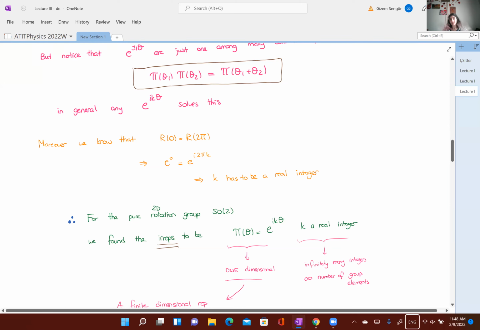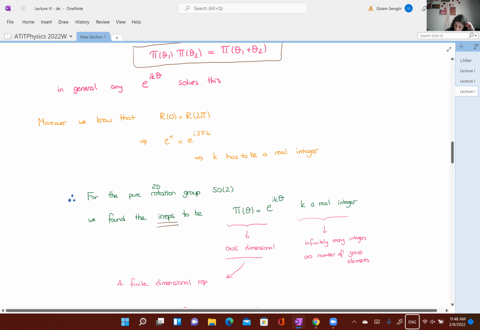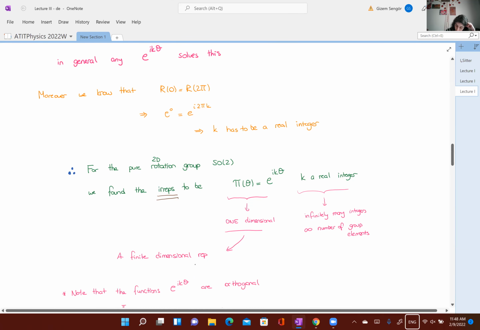Now, integers vary over infinitely many values. So there's infinitely many group elements. But this we knew because we already said, even yesterday when we were talking about rotations, you can rotate by any infinitesimal amount. So there's infinite elements, but these are all one-dimensional.